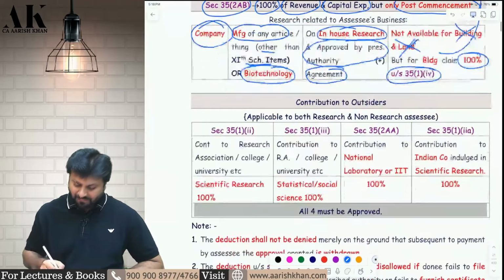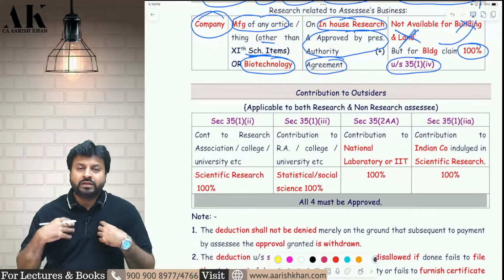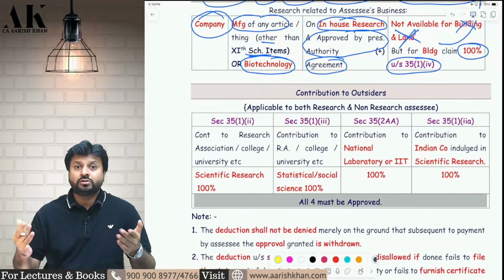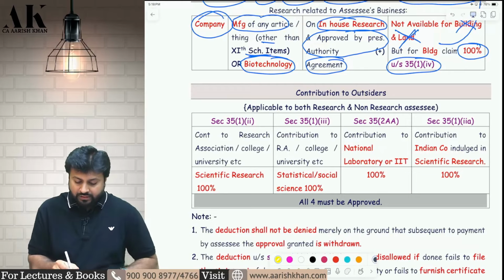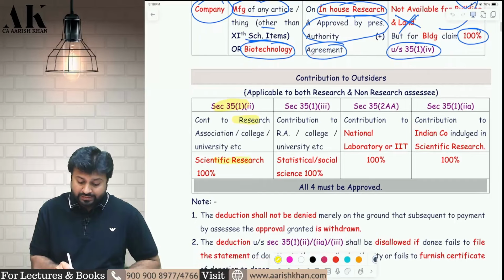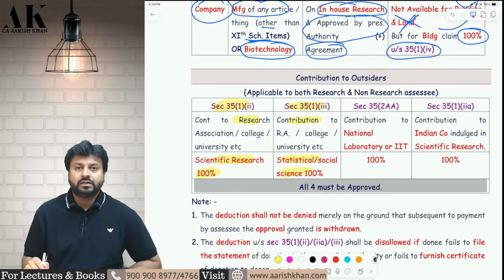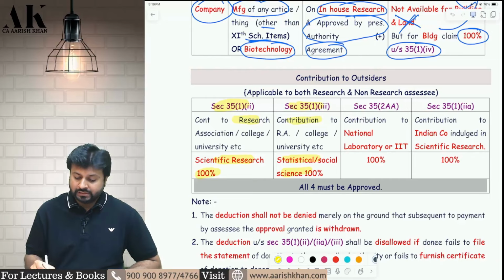Okay. Now, the next four sections are not about doing scientific research, they are about giving donations, giving contributions to others who are doing scientific research. 35(1)(ii), you are giving donation to an association, college, university which is engaged in scientific research, you will get 100% deduction. 35(1)(iii), you are giving again donation to those people who are engaged in statistical or social science research. They are engaged in what? Statistical or social science research.